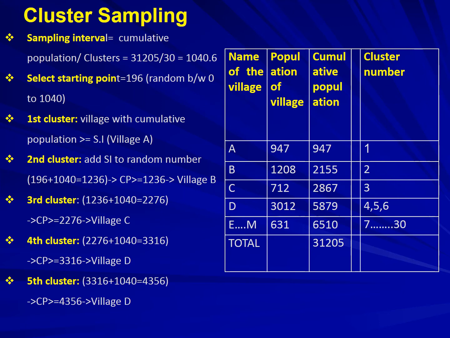village B. So 1208 plus the previous village population, that is the population of village A, that is 947. So cumulative population is the sum of these two figures, that is the cumulative population of village B is 2155. So this is how you have to calculate the third column, that is cumulative population, in each village in the same manner. After doing that, next thing you have to do is select out of these villages which population you want to select.